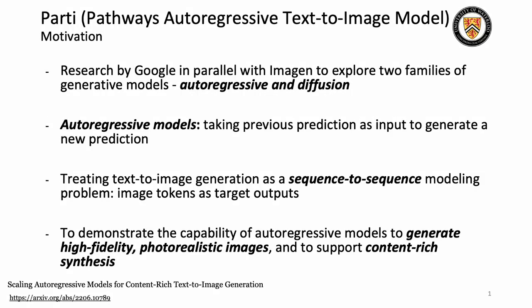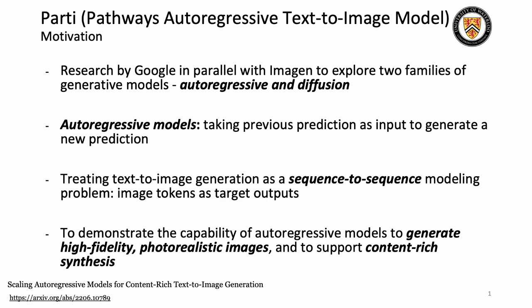So this next paper introduces Parti, which stands for Pathways Autoregressive Text-to-Image model. Unlike the previous models that were mentioned, Parti is not a diffusion model. Parti represents a research effort by Google done in parallel with Imagen to explore two families of generative models, which are autoregressive and diffusion models.